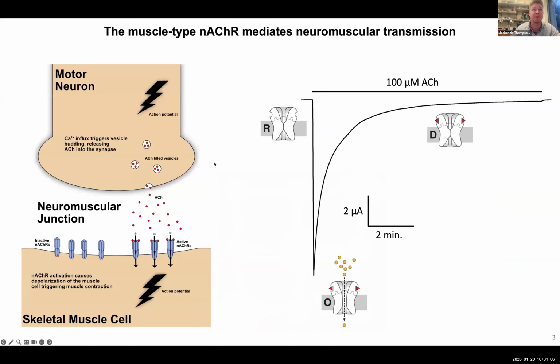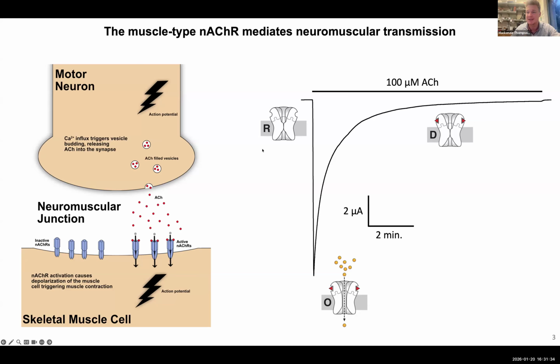So we're going to talk about muscle type nicotinic acetylcholine receptors today. I was really looking forward to Radu coming in and introducing the family of pentameric ligand gated ion channels. But I'll give you a bit of an introduction to them. So the protein I'm studying, or I was studying at least, is this muscle type nicotinic receptor. It sits postsynaptically at the neuromuscular junction and mediates neuromuscular communication.